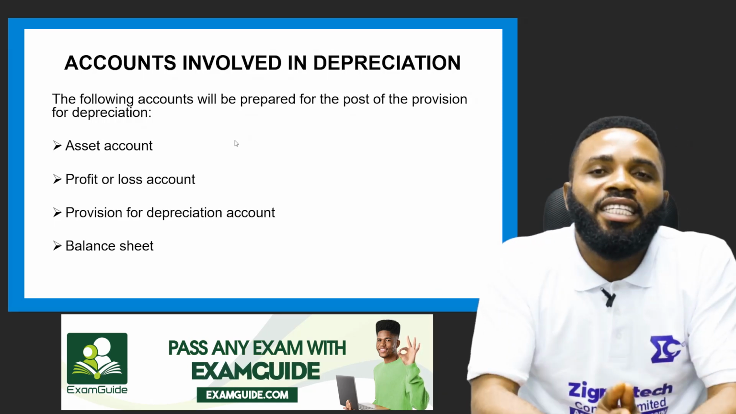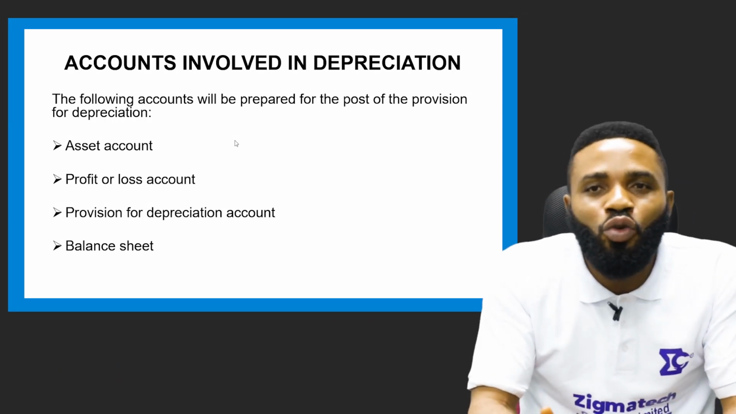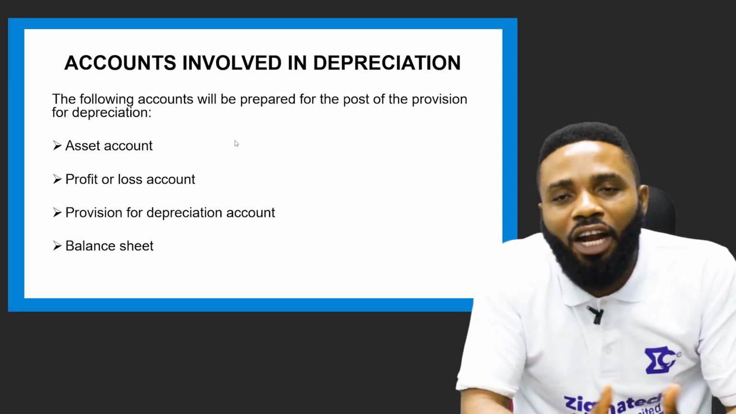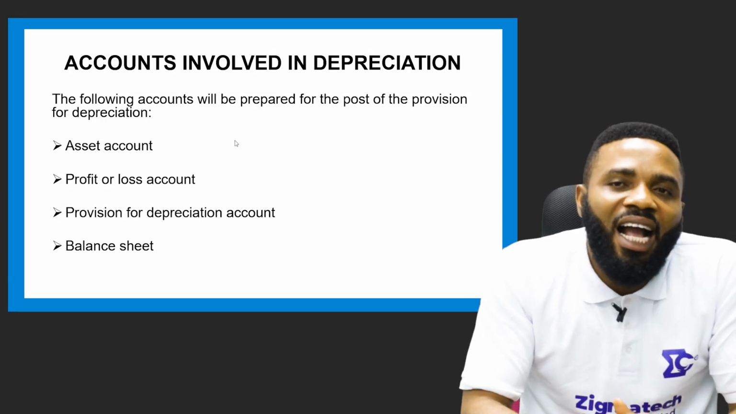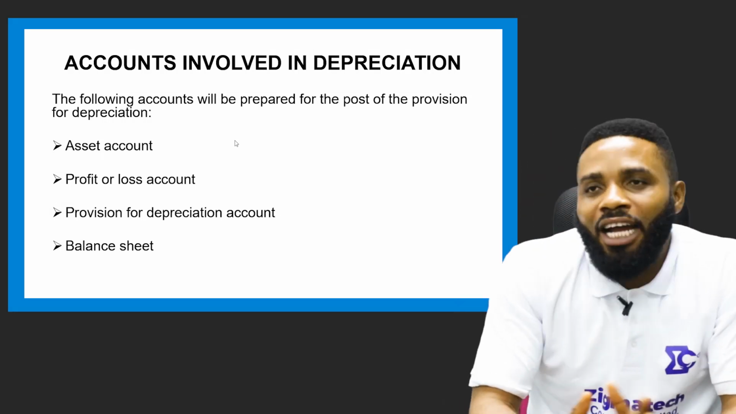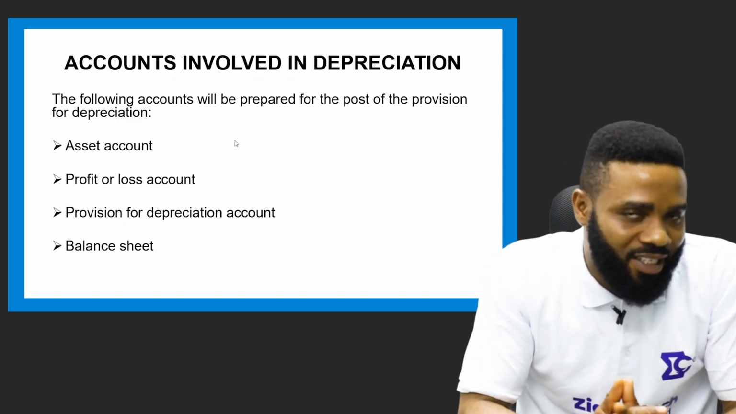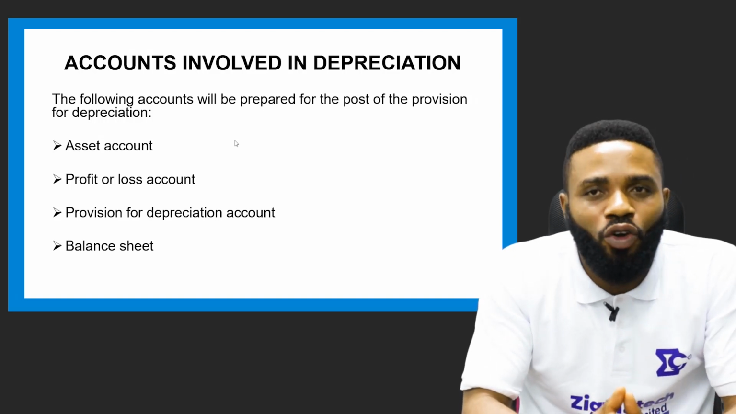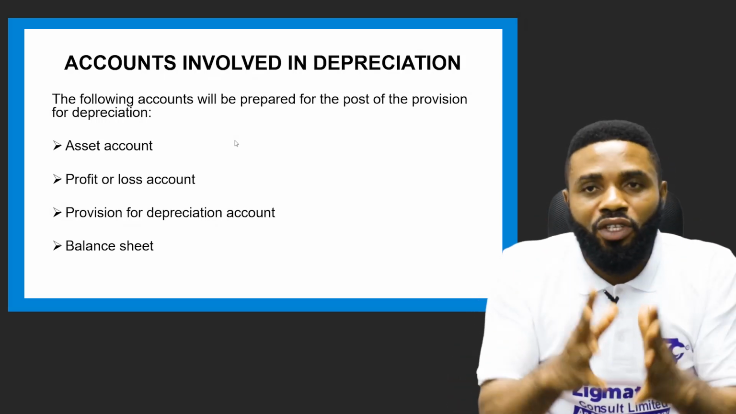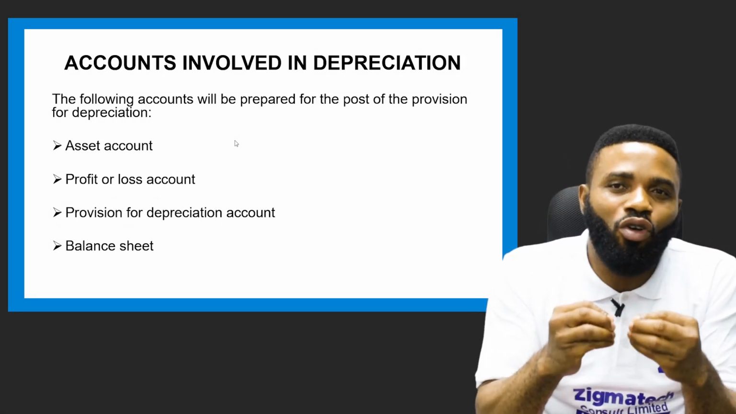So the accounts that are involved, we have just 4 accounts. Number 1, we have what we call the asset account. Number 2, the profit or loss account. Number 3, the provision for depreciation account. And number 4, the balance sheet. The asset account is simply an account that is opened in the name of the asset. Like I told you from the beginning, depreciation is basically charged on what? Fixed asset. So asset is the focus of our depreciation. We don't charge depreciation on current asset or on liabilities. We only charge depreciation on assets.